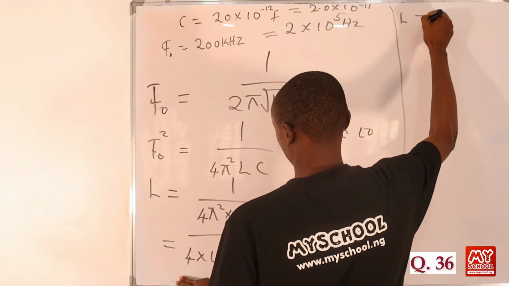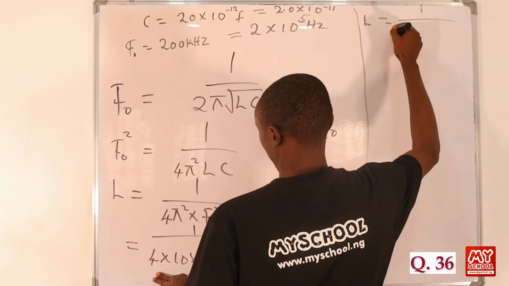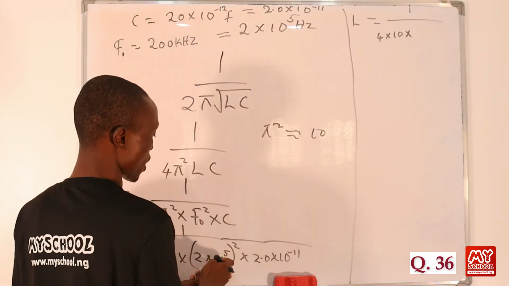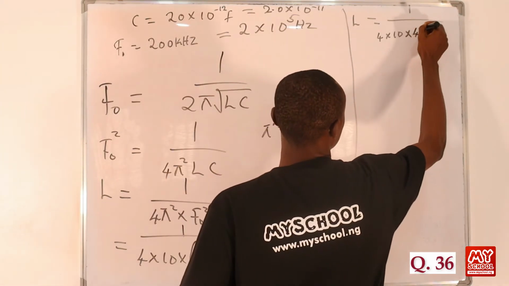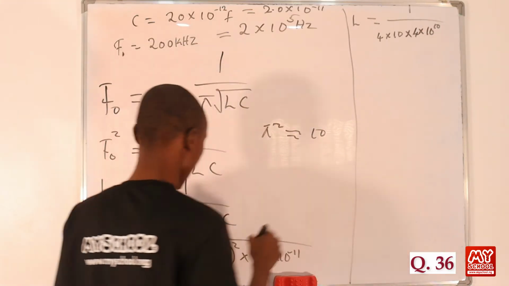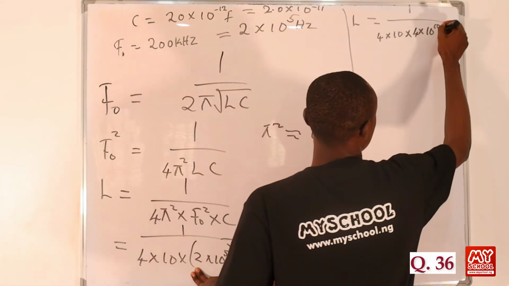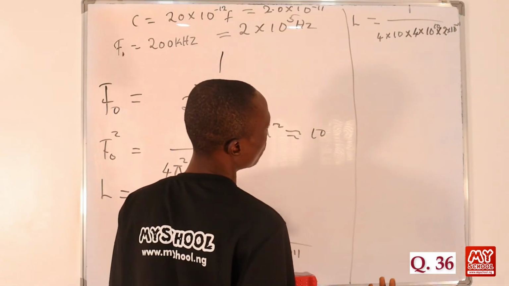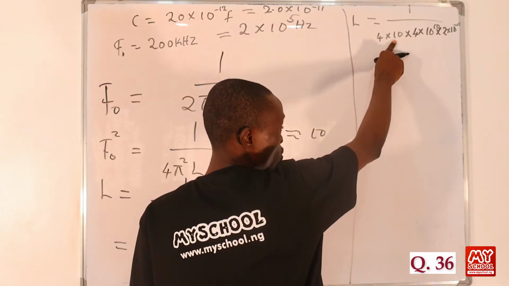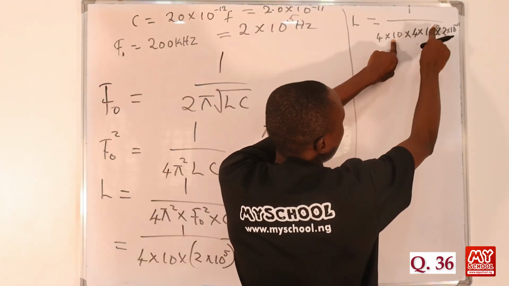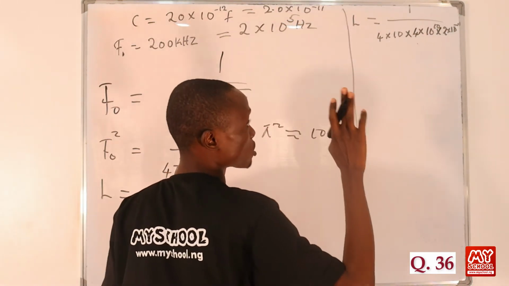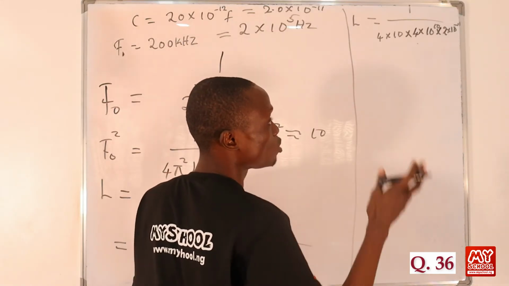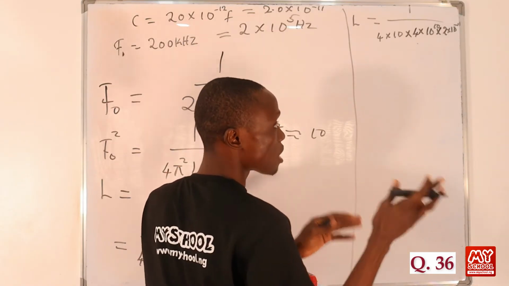So our L is equal to 1 over 4 times 10, then times, let's open up this bracket, 4 times 10 raised to power 10. Remember your law of indices. Then times 2 times 10 raised to power minus 11. Let's tidy up everything. Now this 10 is the same thing as 1 times 10 raised to power 1. So if we add all the positive powers together, we'll have plus 11, and here we have minus 11. In that case, it's going to cancel out, so we'll have just 0, and anything raised to power 0 is equal to 1.